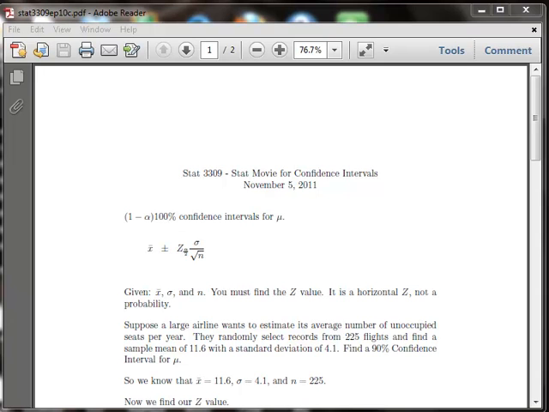Suppose a large airline wants to estimate its number of unoccupied seats per year. They randomly select records from 225 flights and find a sample mean of 11.6 with a standard deviation of 4.1. Find a 90% confidence interval for mu. So let's scroll down a little bit.